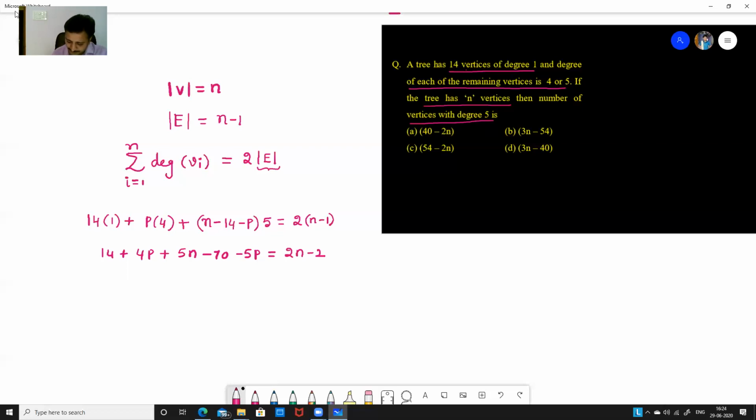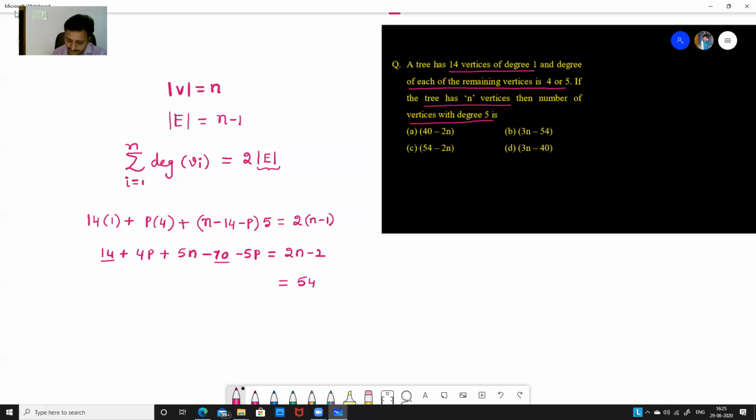Which is equal to, by simplifying, 14 minus 70, which is equal to minus 56. And if you bring this side, it becomes 54. Minus 56 becomes plus 56. 56 minus 2 equals 54. So on the right side we have 54.